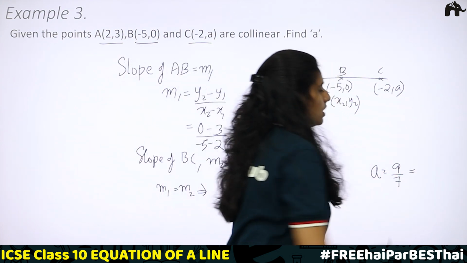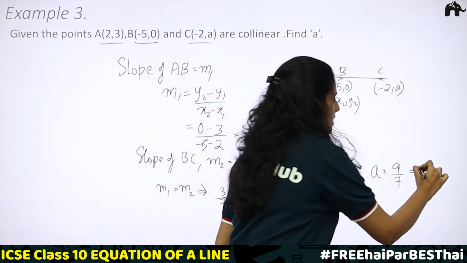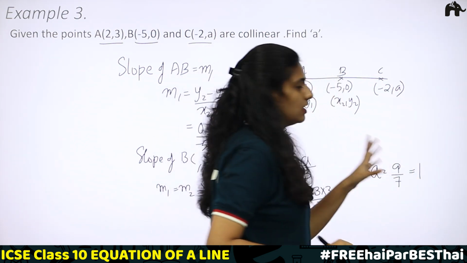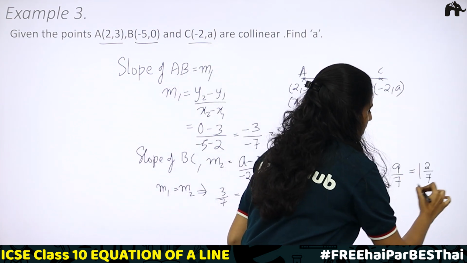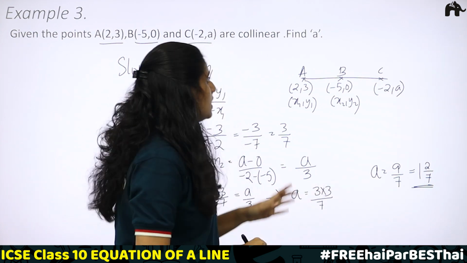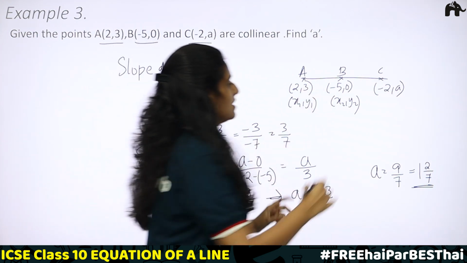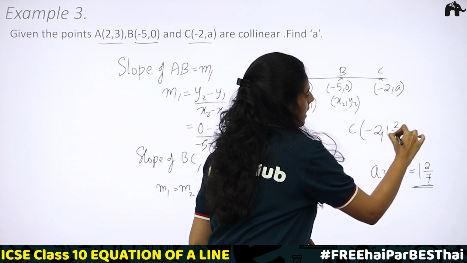So, converting from an improper fraction to a mixed fraction, we get 7 goes 1 time in 9, 2 is the remainder and the denominator is 7. So 1 and 2 by 7 is the value of a. Okay, so the coordinates of point C are minus 2, 1 and 2 by 7.